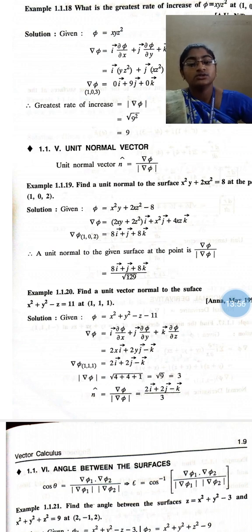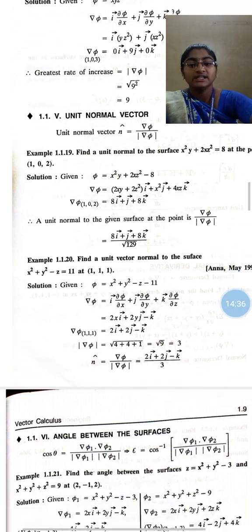Now we have to substitute the value of x, y, z as 1, 0, 2. It will become 8i vector plus j vector plus 8k vector. Now we have to substitute this del pi value and modulus del pi value in the formula. So unit normal vector is equal to del pi divided by modulus del pi. Substitute the value of del pi in the numerator and the denominator will become square root of 8 square plus 1 plus 8 square. So 8 square value is 64 plus 1 plus 64. Answer is square root of 129.